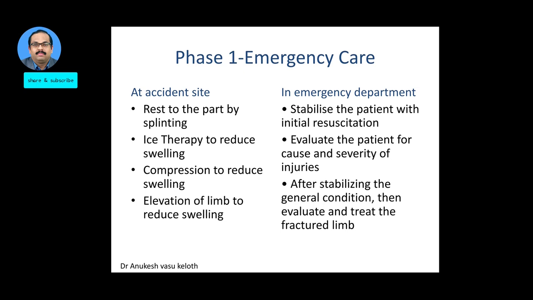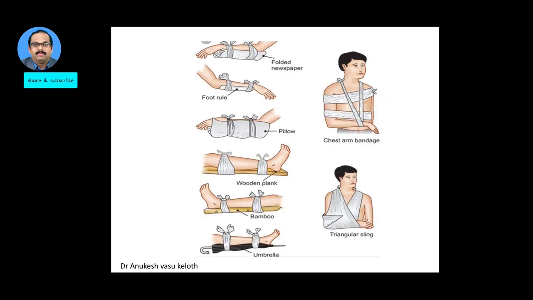There, immediately, it is important to provide rest to the part which is suspected to have a fracture by splinting. Common splints, I will show you the picture. Common splints can be any of these. As you can see, a folded newspaper also is strong enough to splint a fracture. You can use a scale, a 30 centimeter wooden scale. A pillow can be used, a wooden plank can be used, a bamboo if locally available, an umbrella. All of this can be used as locally available splints.